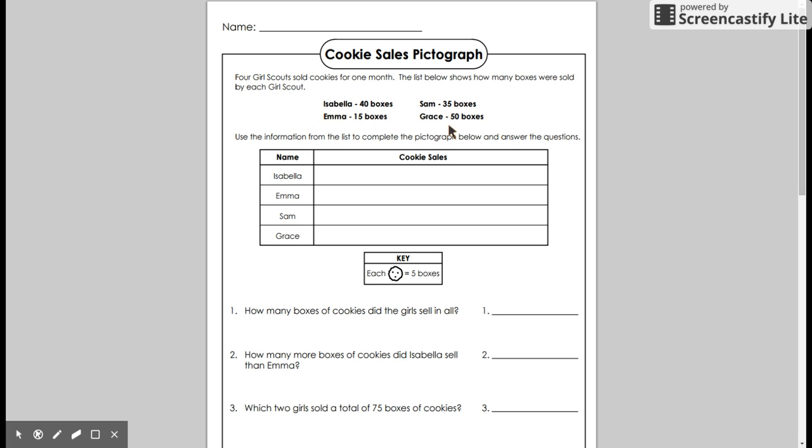And it wants us to use the information from the list. When they say the list, they're talking about up here. But actually, we know the fancy word for information is data. So using the data from the list, we want to complete the pictograph below and answer the questions. When you see the word pictograph, if you remember from 2nd grade, you see P-I-C-T, the sound pict. And it sounds just like the word picture. And that's exactly what you're going to be doing, you'll be kind of drawing pictures in here.